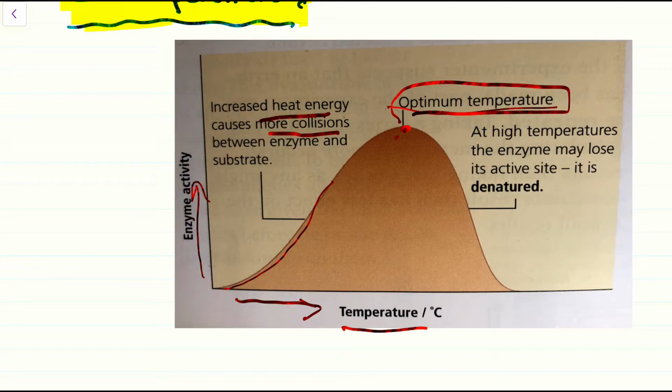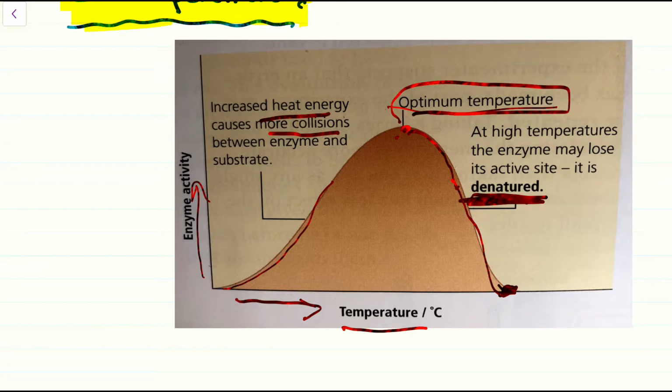But by increasing the temperature more, the enzymes start to be affected. So the rate of the reaction will decrease gradually until it reaches zero. What do we mean by zero? It means the enzyme stops working completely. Why? Because the enzyme denatured.